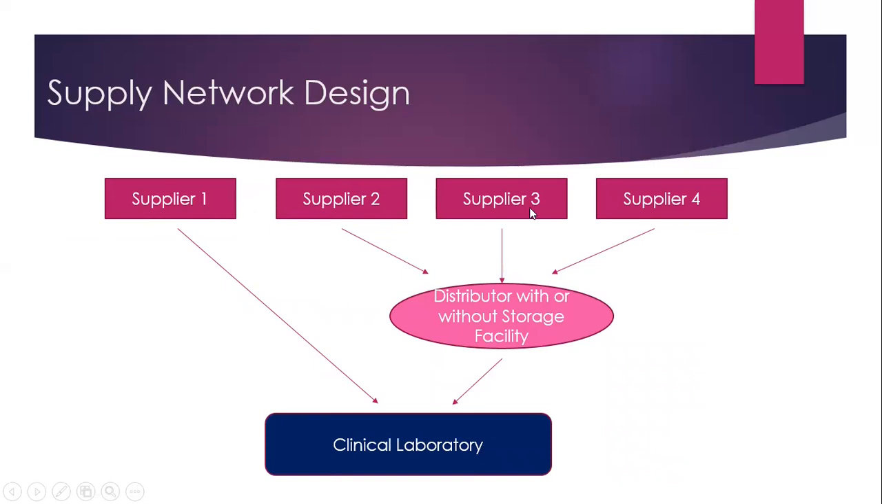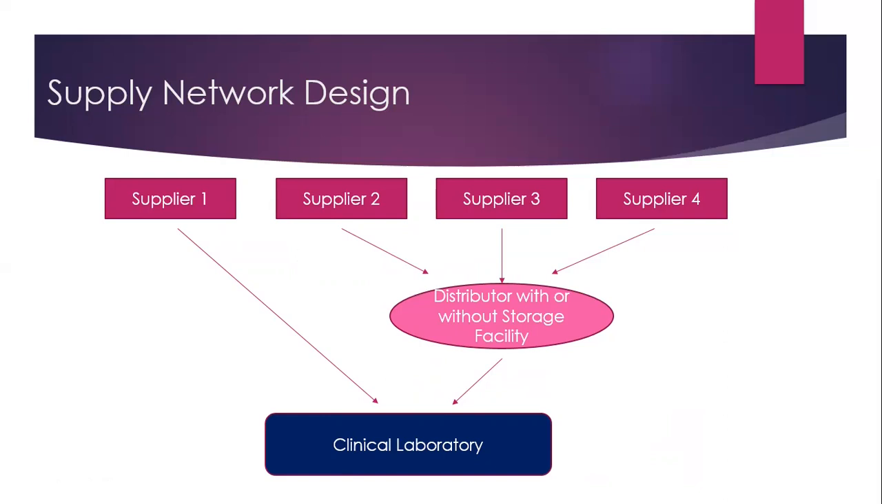So there are suppliers. Some of the suppliers directly supply to the clinical laboratory. Some of the suppliers may supply to a distributor. This distributor may have a storage facility or may not have a storage facility. And this distributor in turn supplies to a clinical laboratory. So this is a simplified supply network design for a clinical laboratory.